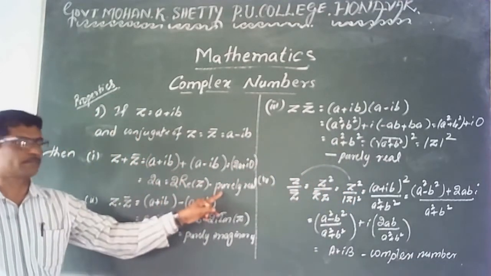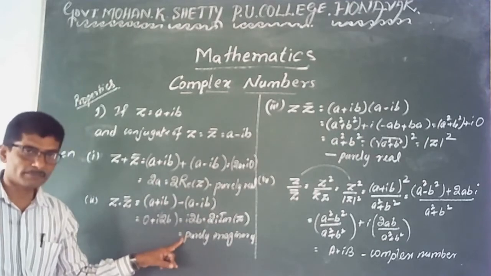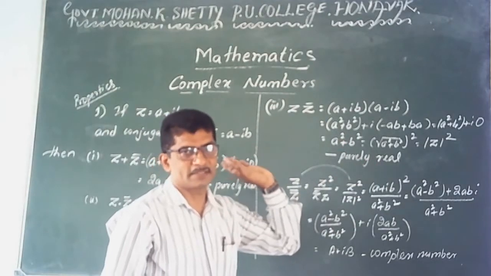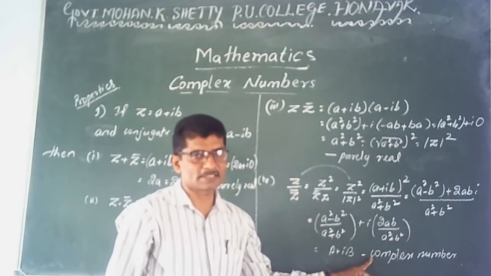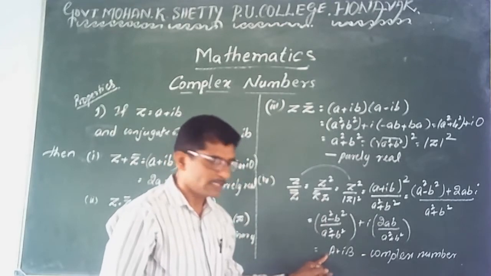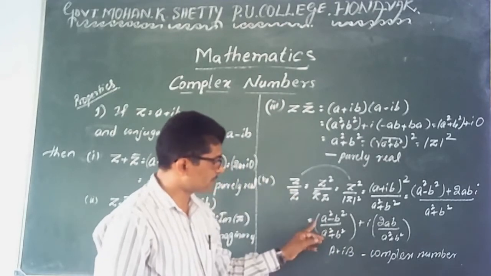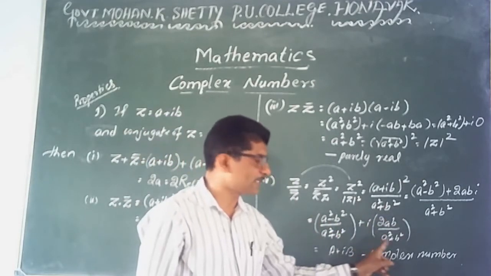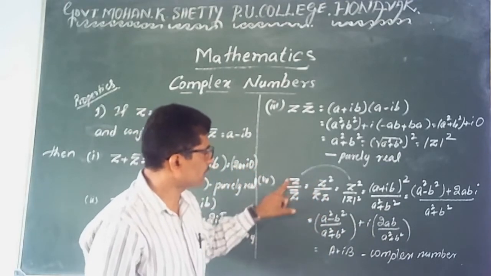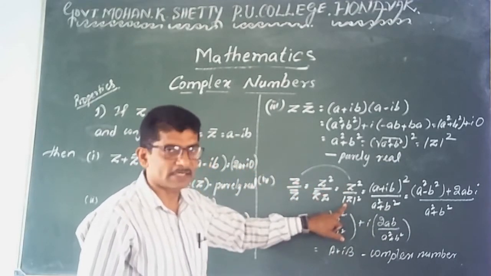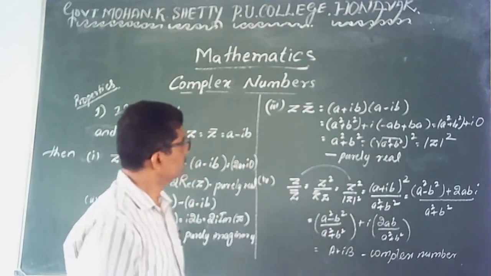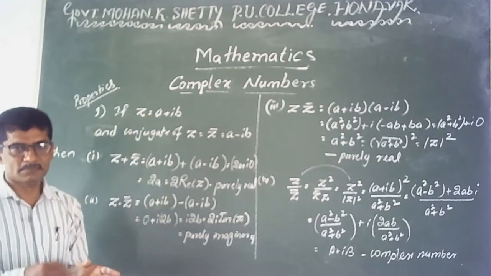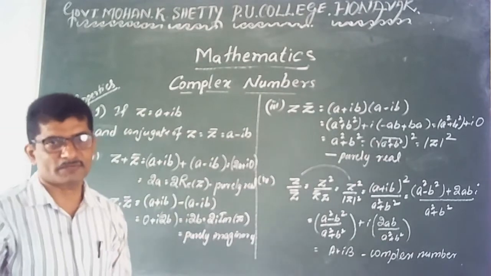The sum of the conjugate pair is purely real, the difference of the conjugate pair is purely imaginary, the product of the conjugate pair is purely real, and the quotient of the conjugate pair is a complex number, always in the form a plus i b. Its real part is a square minus b square divided by a square plus b square, and the imaginary part is 2ab divided by a square plus b square. You know the conjugate first properties: the sum, difference, product and quotient of complex numbers.